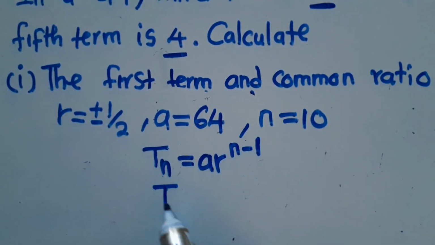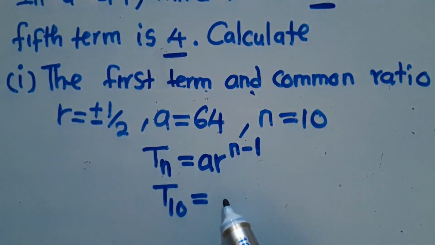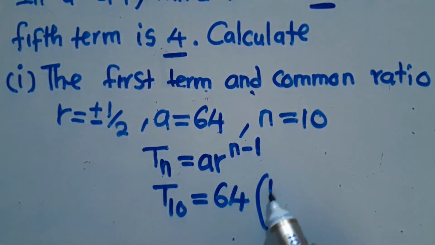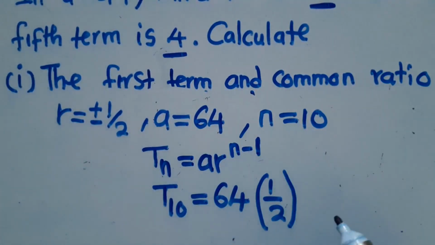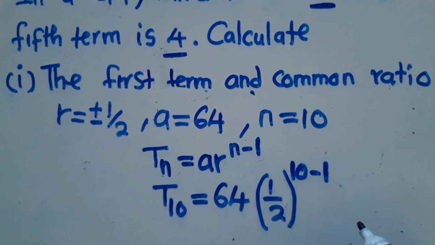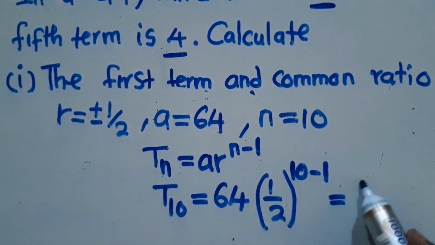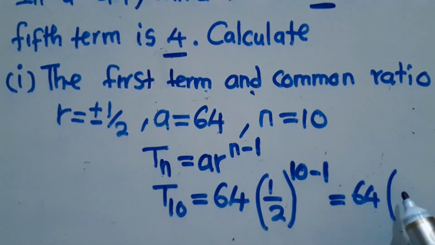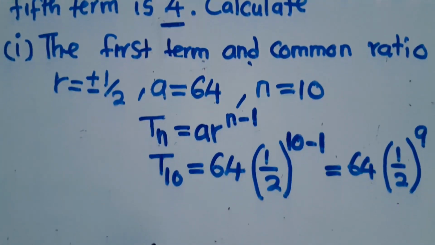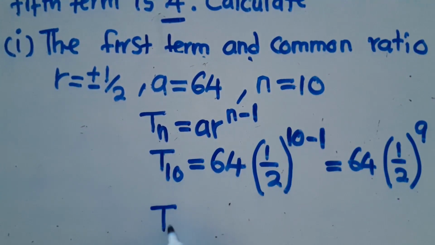So for the 10th term, you put a 10 there. You say this is equal to, what is your first term? 64. What is your common ratio? 1/2. You do this to the power what? n is 10 minus 1. Like this. This is just the same as 64 multiplied by 1/2 to the power 9. You just punch this the way it is on your calculator.